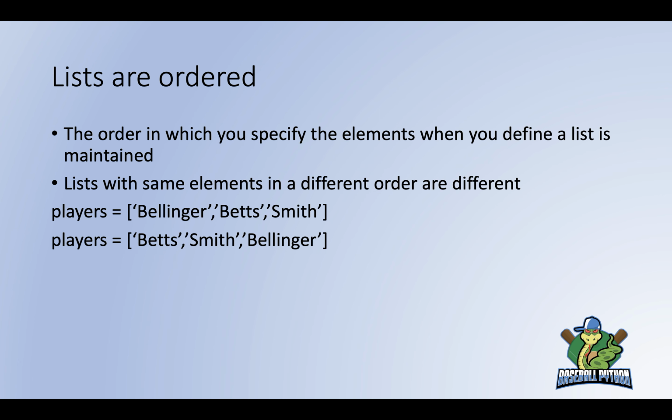So ultimately, as I mentioned before, lists are ordered. So if I have lists with the same elements that are in a different order, they're actually different lists. So you specify the order to get started. We've got here an example of a list called players. Within there, we've got 3 baseball players, Bellinger, Betts, and Smith. So that's one list. If I do the list again and I do a different order of that list, that's now a new list. That's a second list. So the order becomes important. It is mutable, as we mentioned, so we could change the order, but initially, lists with the same elements in different orders are considered different lists.